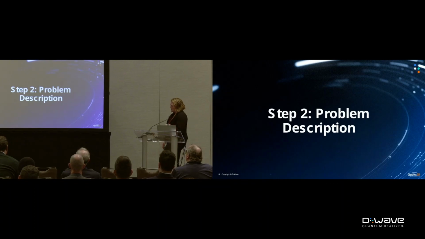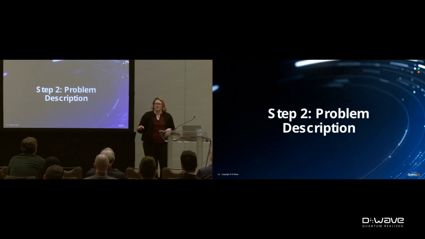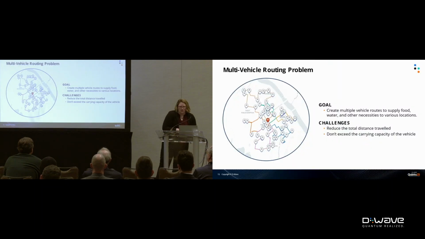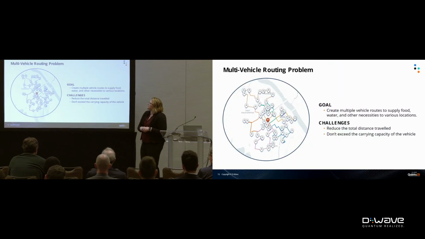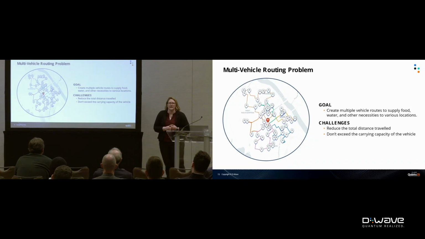Once we've gone through that process and we've answered all of those questions, then we'll go through and we'll build a problem description. So for this case, we'll take all of that information and we'll write down a goal. The goal is we want to create multiple vehicle routes to supply food, water, and other necessities to these locations, and that exactly models the demo that's outside. The challenges to meet this goal are to make sure that we're reducing the total distance and we don't overload the trucks. Okay, so we don't exceed the carrying capacity.